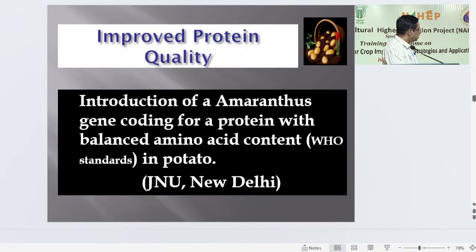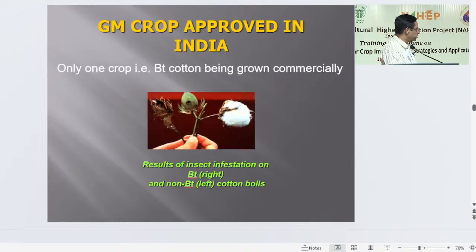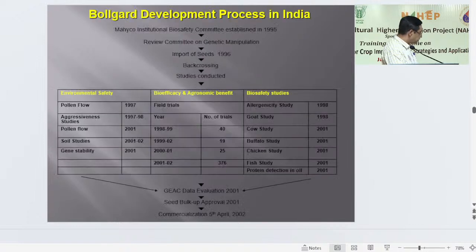And coming to India, there is only one crop, that is BT cotton, which is being grown commercially. And just look at the fate of the BT versus non-BT. This is the BT, hale and hearty boll, and this is just shriveled away, gone for good. Okay, and this was again a very fundamental and very important development with respect to the development of transgenics in the country.